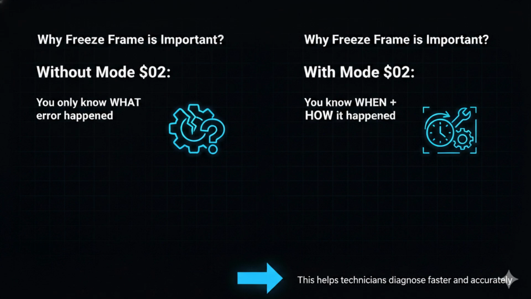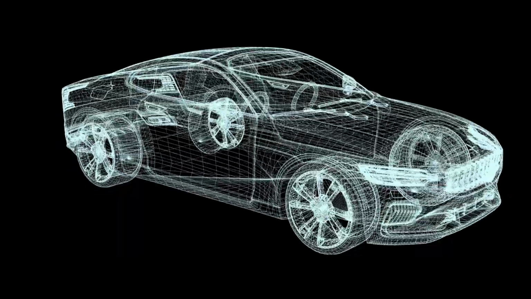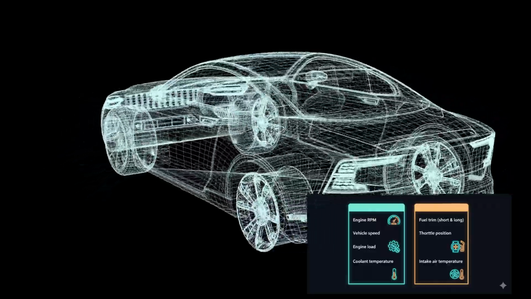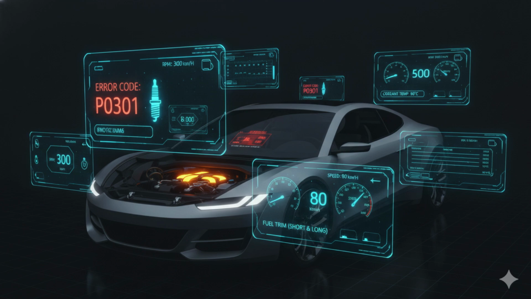So let's see what data is stored. Typical freeze frame data includes engine RPM, vehicle speed, engine load, coolant temperature, fuel trim, short and long, throttle position, and intake air temperature. Whenever a fault occurs in a vehicle, the ECU, which is the engine control unit, captures a snapshot of the engine conditions at that exact moment and stores it. This is called freeze frame data. In simple terms, you can think of it like a photo or a screenshot. At the exact moment when the problem happens, the system records what was going on inside the vehicle.